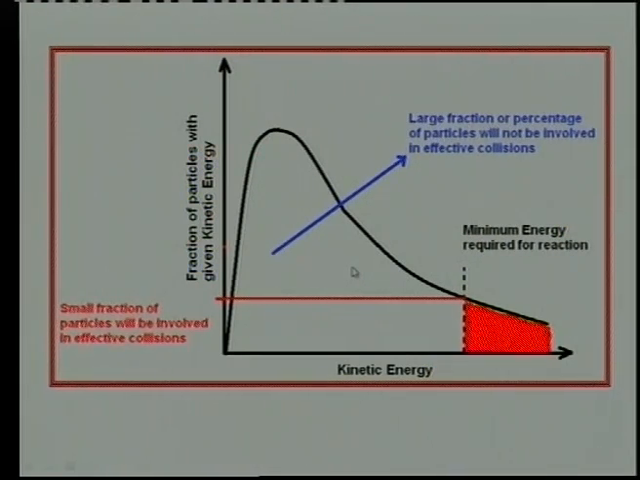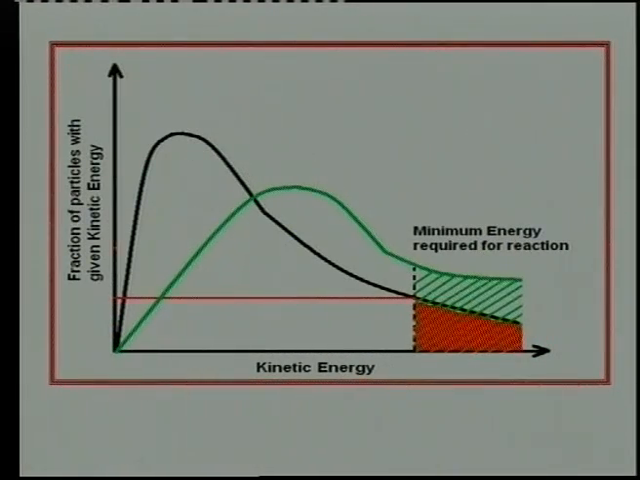So now I increase my temperature, and I see that this is what happens. If you look at the green curve at this stage, you will see that the fraction of particles with a lower energy has decreased dramatically. You can see the top of the black curve was a high fraction, and the top of the green curve is a low fraction. When we go to the right of the dotted line, the line that indicates the minimum energy, we find that the curve is now lifted, and therefore we have more particles that can collide effectively, and therefore the reaction will take place faster.